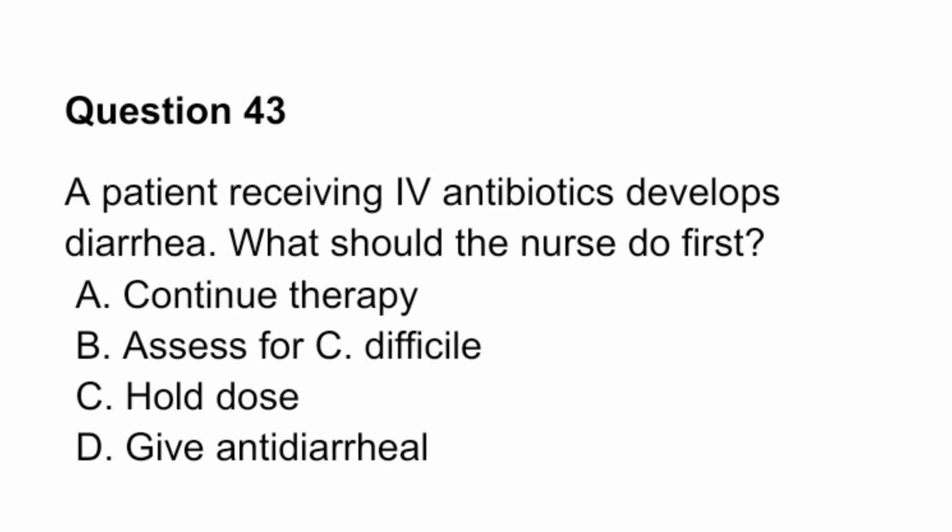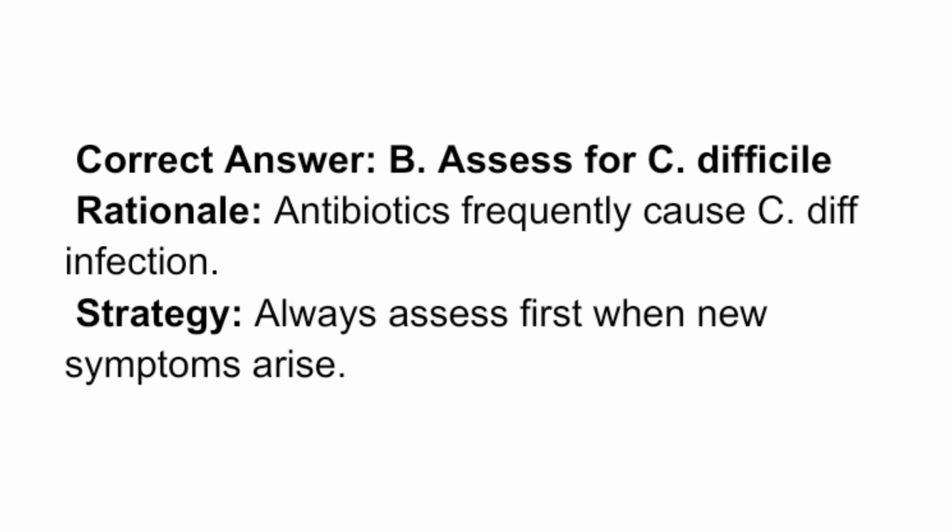Question 43. A patient receiving IV antibiotics develops diarrhea. What should the nurse do first? A. Continue therapy. B. Assess for C. difficile. C. Hold dose. D. Give antidiarrheal. Correct answer, B. Assess for C. difficile. Rationale, antibiotics frequently cause C. diff infection. Strategy, always assess first when new symptoms arise.